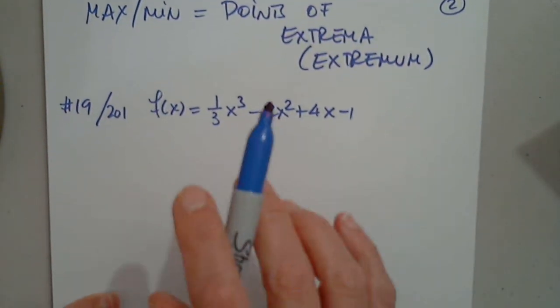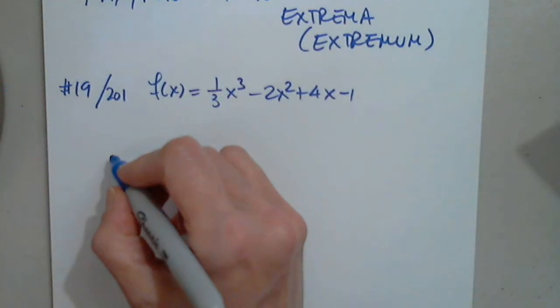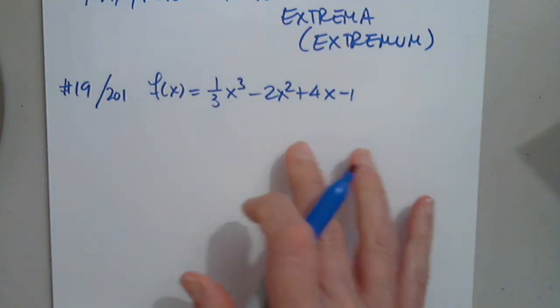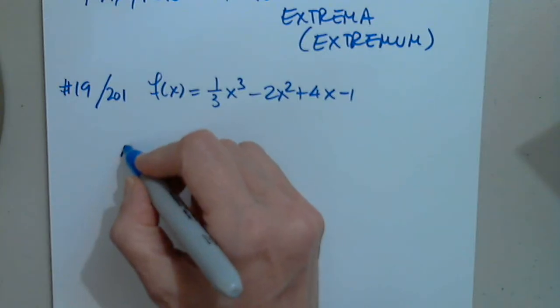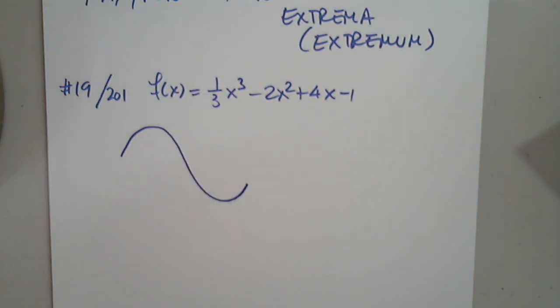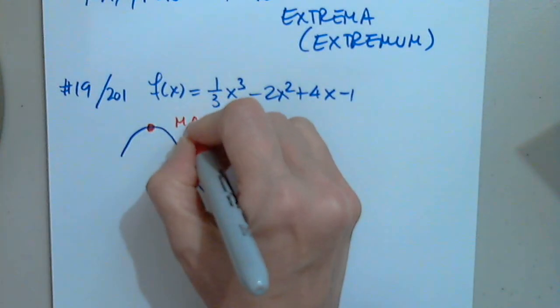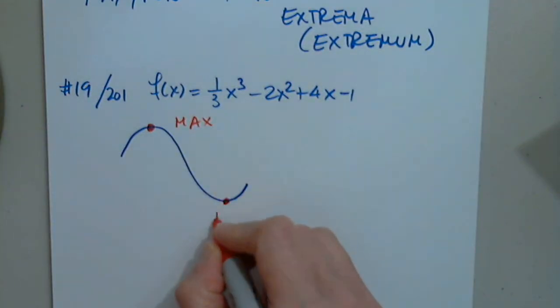Okay, so before we continue with this, I just want to explain what relative and absolute mean. I was going to explain it anyway. So let's suppose we have a function, and we notice that this is a maximum, and of course this is a minimum.